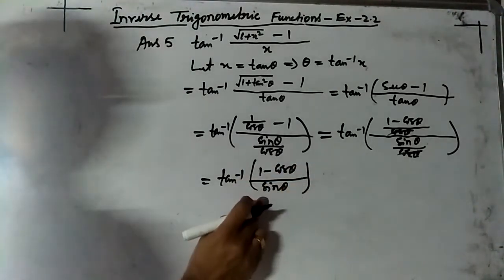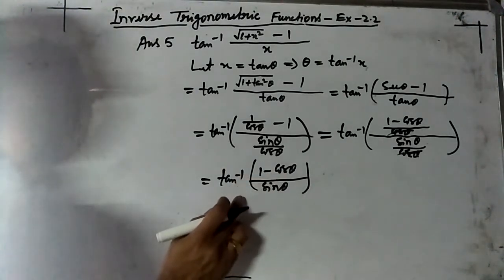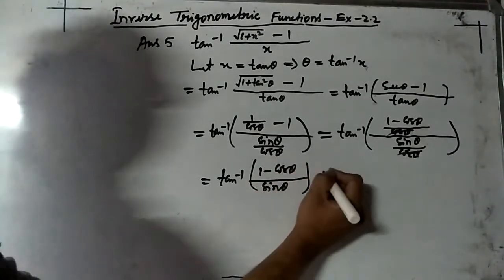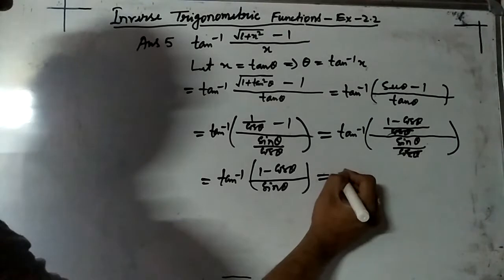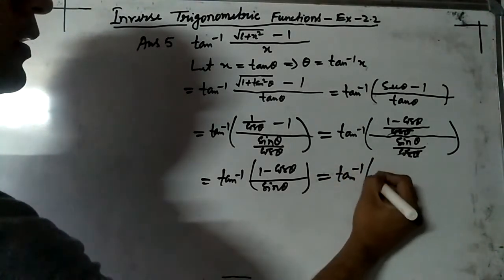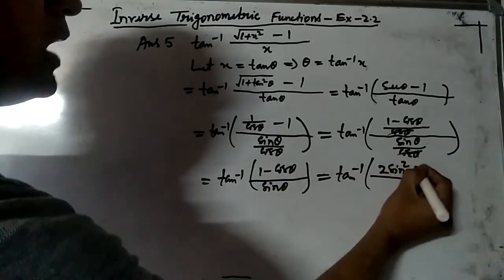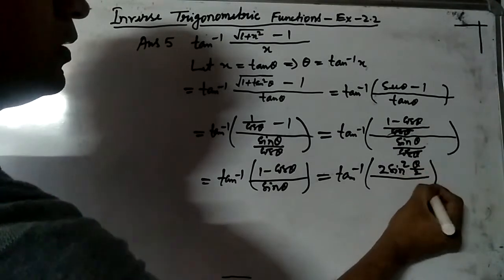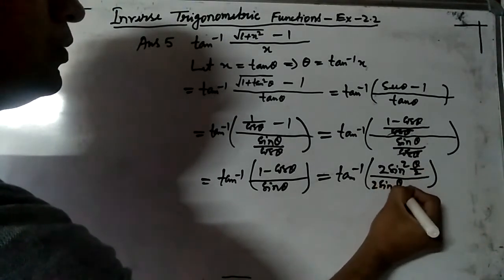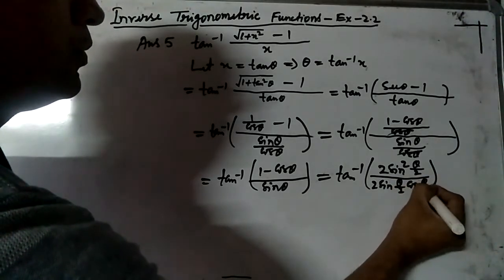Use formula of half angle. You have learned in class 11, 1 minus cos theta is 2 sin square theta by 2, and sin theta is 2 sin theta by 2 cos theta by 2. So use formula of half angle. Tan inverse of 1 minus cos theta, 2 sin square theta by 2, and in denominator 2 sin theta by 2 cos theta by 2.